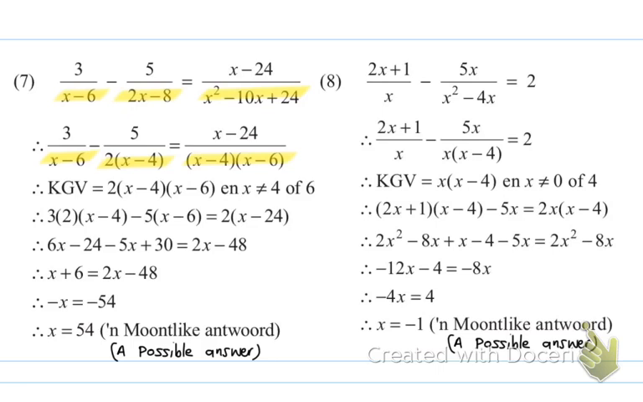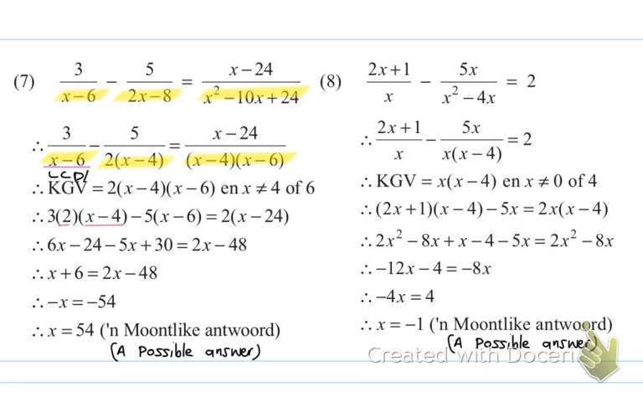Now I need to find the LCD. Okay, Gr10 is in Afrikaans, so it's LCD. The LCD will be x minus 6, 2, x minus 4, and then they repeat. So it's 2, x minus 4, x minus 6. Okay. Now I ask myself, what do I multiply this first one with to get to the LCD? A 2 and x minus 4.